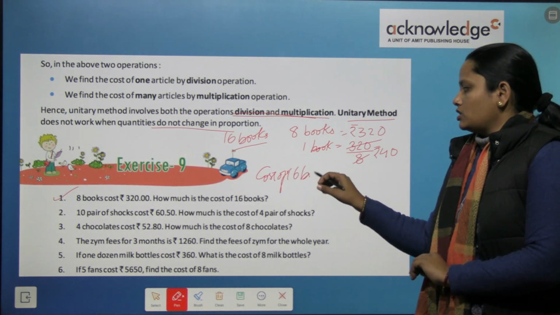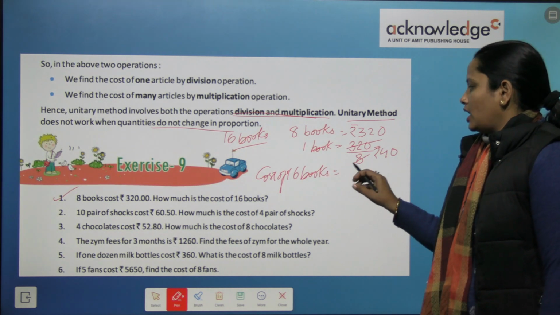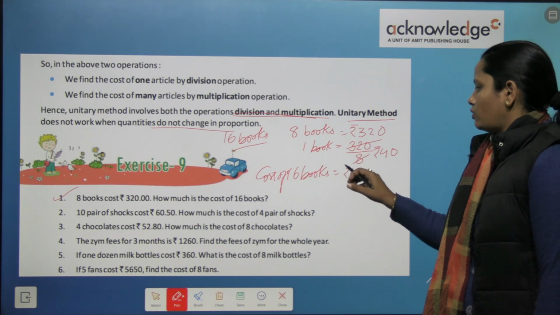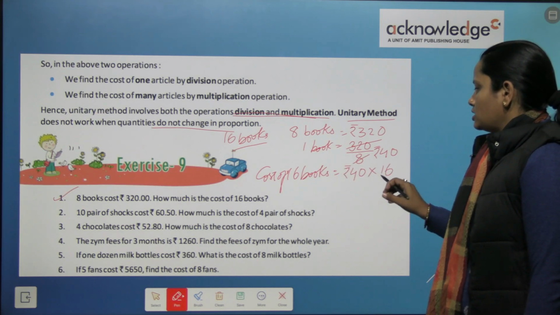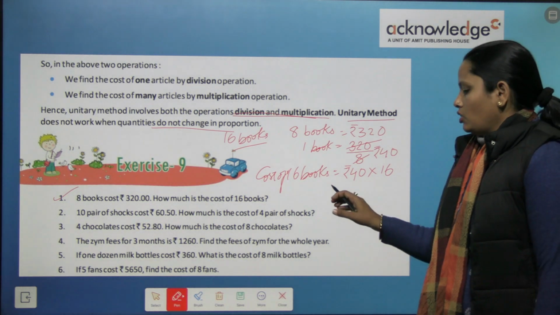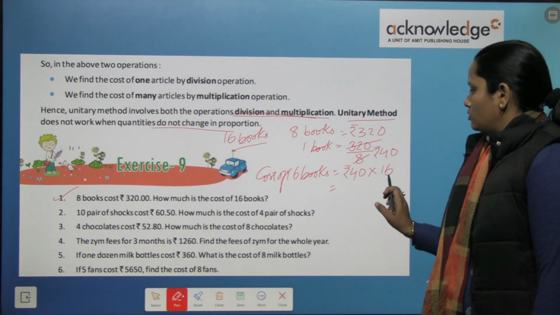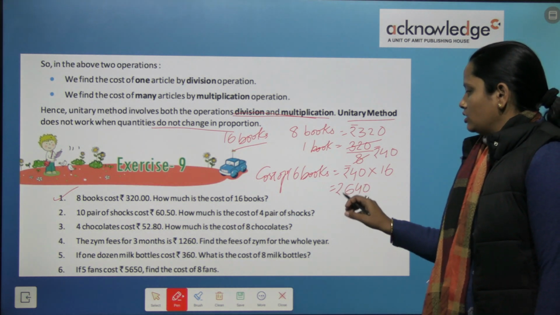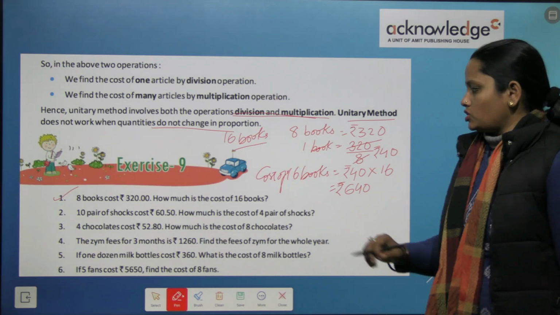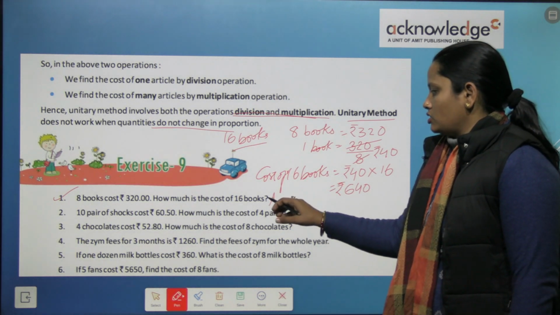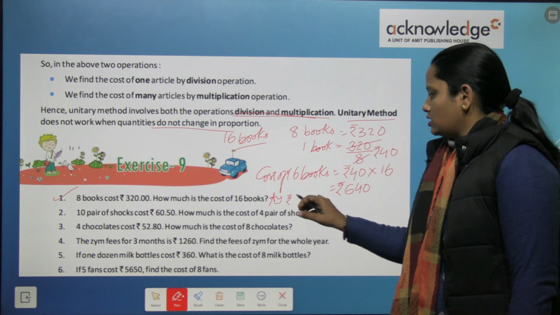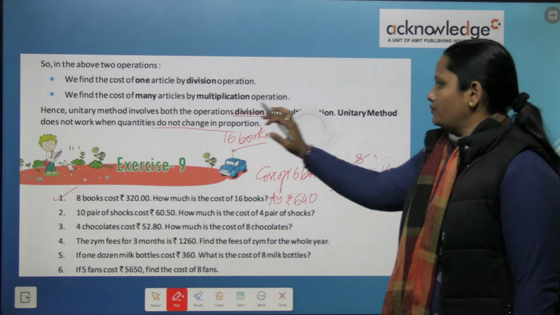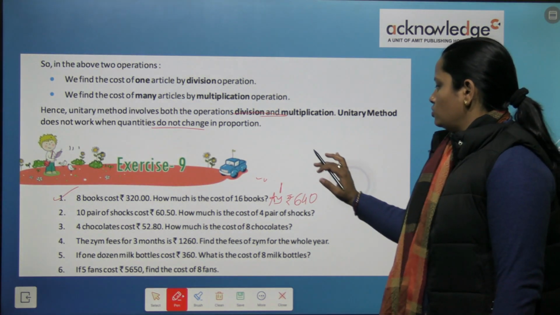So the cost of 16 books. तो जब हमने 16 books का cost निकाला, so what we are going to do? We have to multiply this rupees 40 with 16. So what answer we are going to get? When we multiply these two, we are going to get the answer 640 rupees. So this is the cost of 16 books. So let's write down the answer here, 640. Is it clear? Now let's do another question.